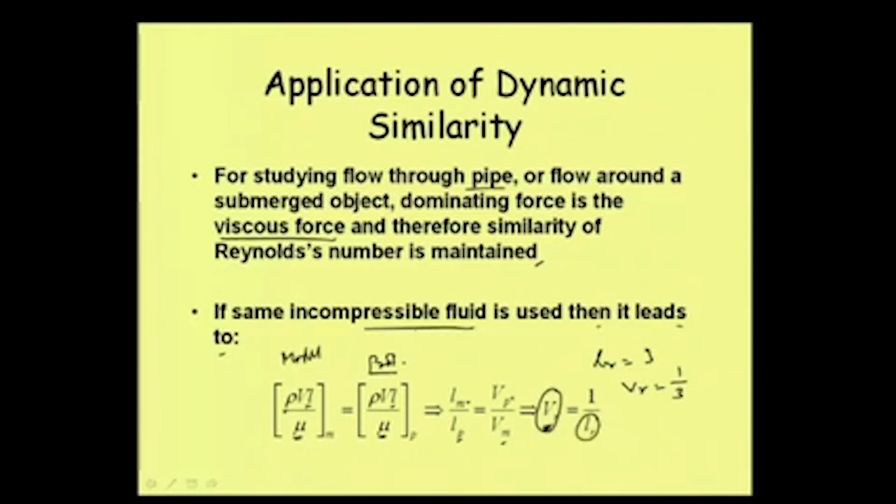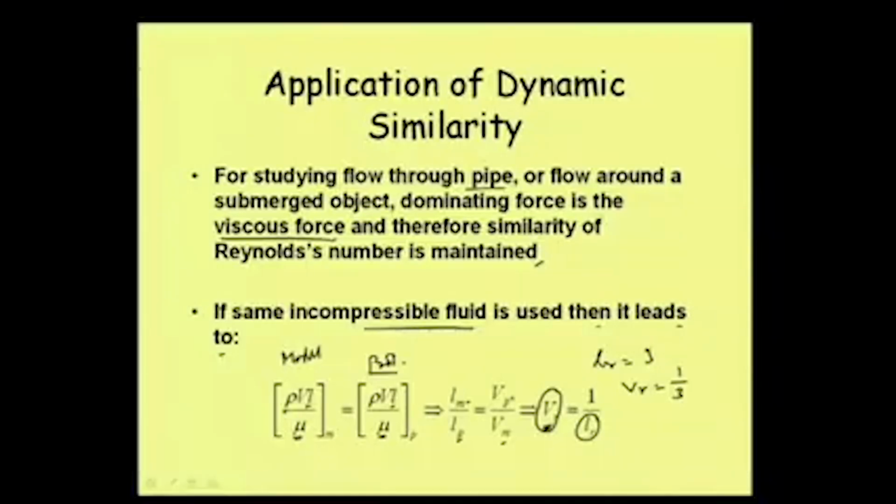Well, now if we want to maintain the dynamic similarity of Reynolds number in the model and the prototype, then after deciding the length ratio or scale of the model, we need to take the velocity ratio as just the reciprocal of the length ratio. Then only we will find that similarity of Reynolds number is maintained.